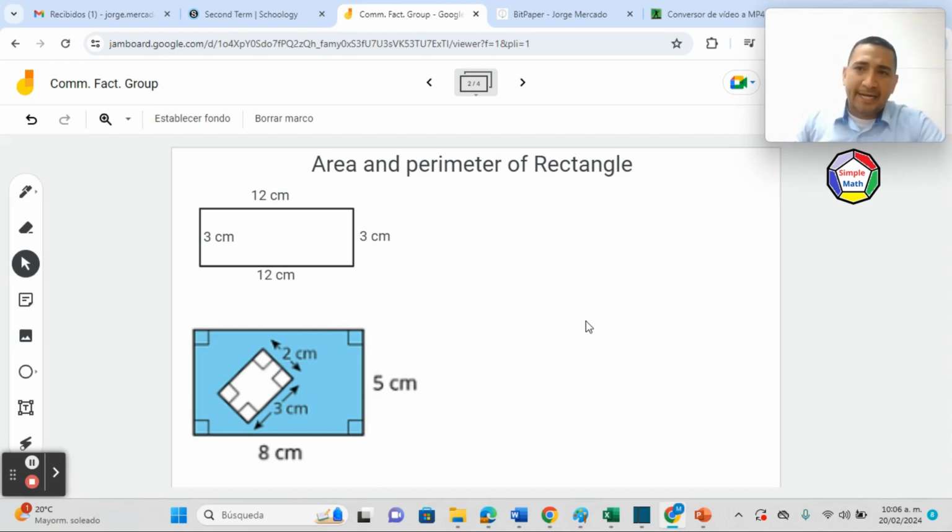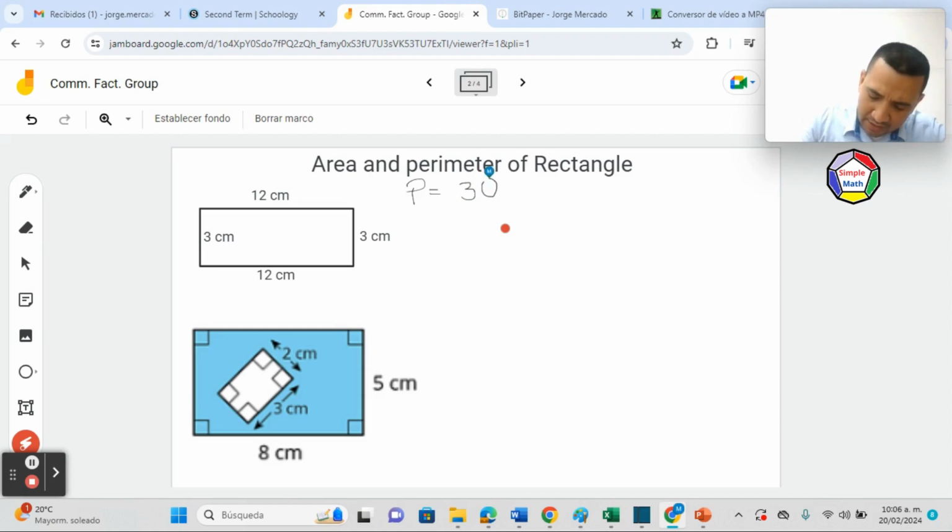All right. So let's start calculating the perimeter, which is the easiest concept. The perimeter is the addition of all the sides. So let's write the perimeter. The perimeter is equal to 12 plus 3 plus 12 plus 3. If you add 12 plus 3 is 15, and the other 15 is 30. So the perimeter of this rectangle is 30 centimeters.